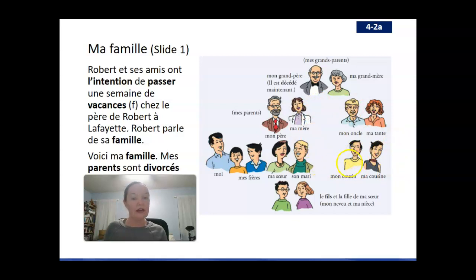Okay, and then we move down to the children. So Robert is the person telling this story about his family. Moi, so he's referring to himself.